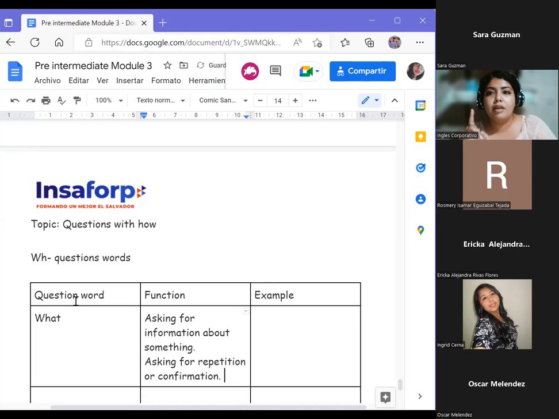Así que what la vamos a utilizar para preguntar por información acerca de algo o para pedir que nos repitan información o una confirmación de la información.